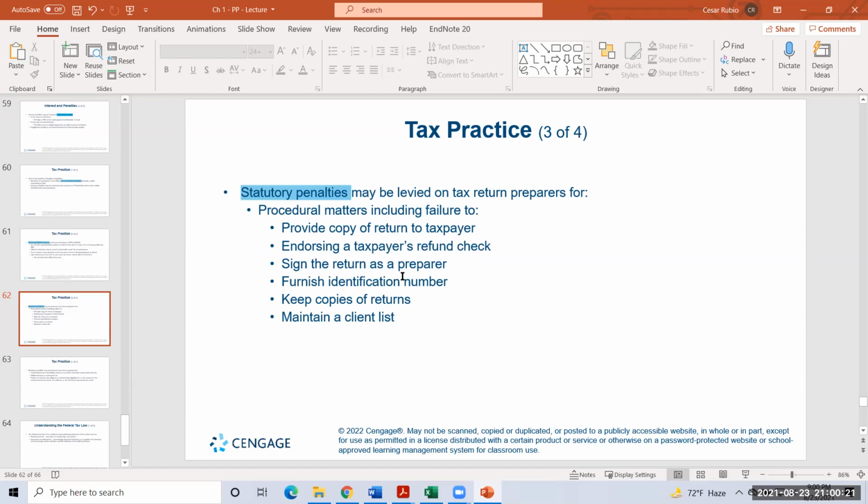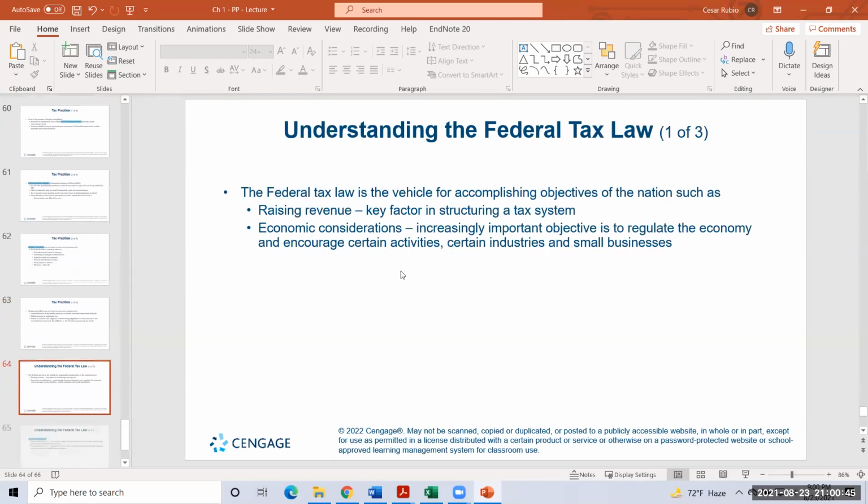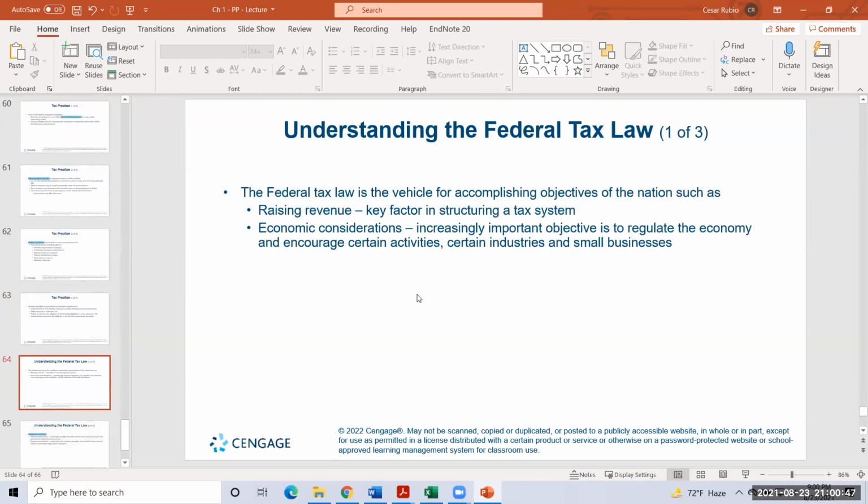And then failing to sign the return as a preparer. Furnish identification numbers, keep copies of the returns, maintain a client list and so on. So these are some of the penalties they will be subject to. And I think that's about it.